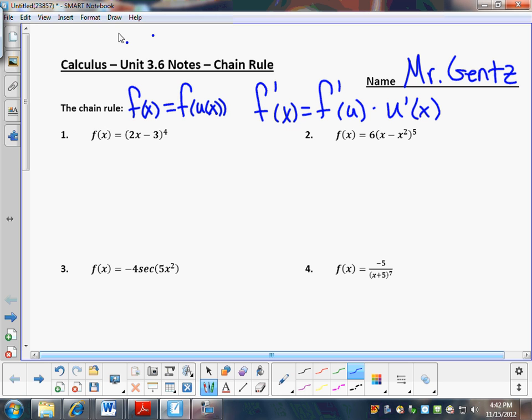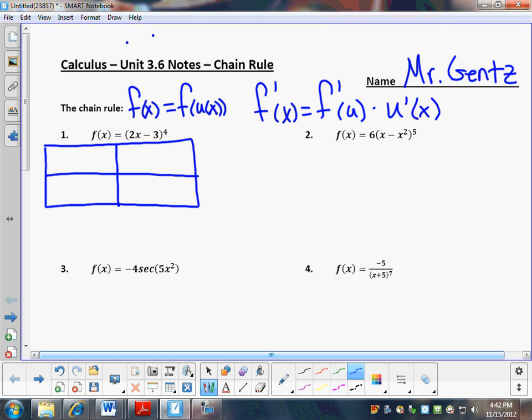As you can see here, we have f prime of x is equal to f prime of u times u prime of x. I like to divide these up, just like so. First, I identify f of u, u of x, f prime of u, u prime of x.